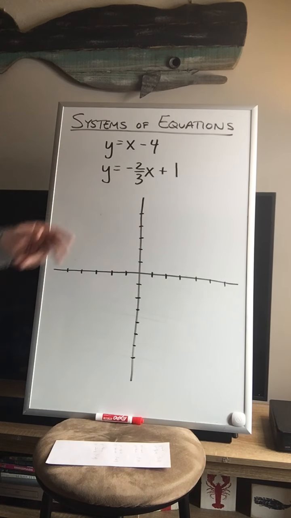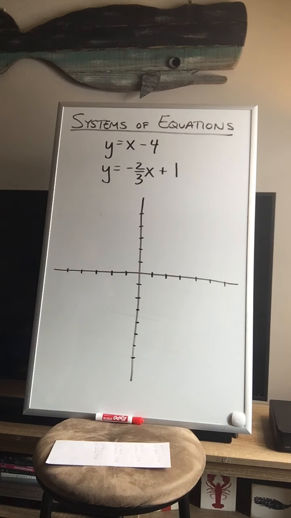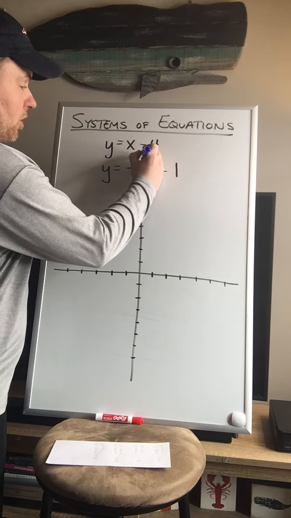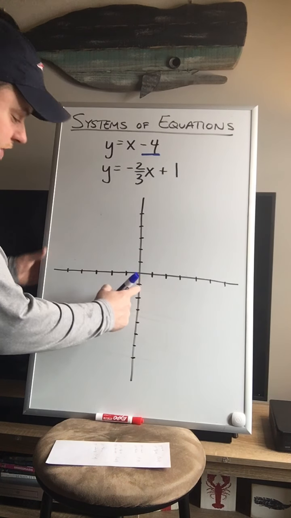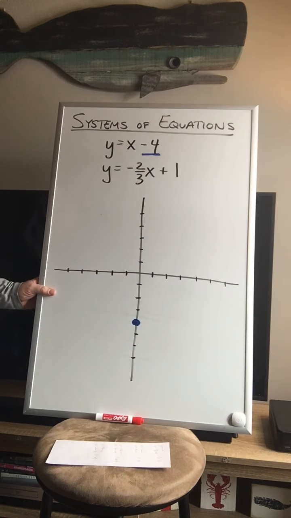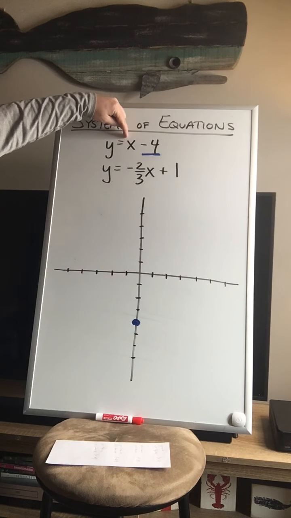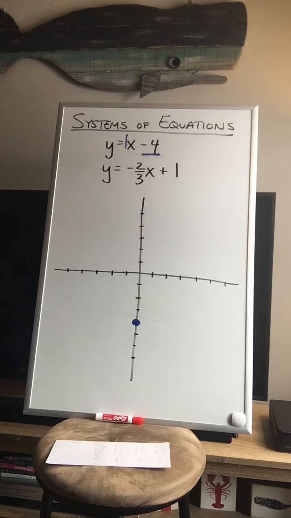So if I want to know the point that these two equations have in common, I'm going to graph using my slope and my y-intercept. They're both in slope-intercept form. So for the first one, the starting point, the y-intercept is -4. So I'm going to go down 4, 1, 2, 3, 4, and I'm going to put my y-intercept right there. Now my slope is the number in front of the x. Since there is no number in front of the x, we know that means there always is a 1. So my slope is 1.